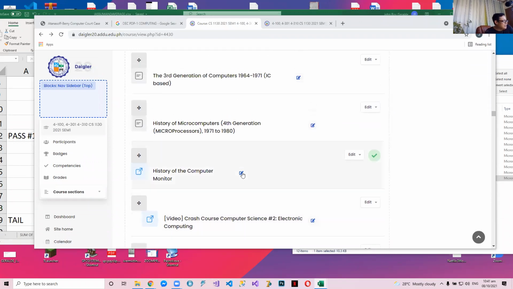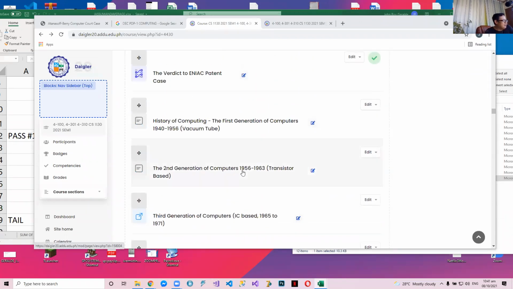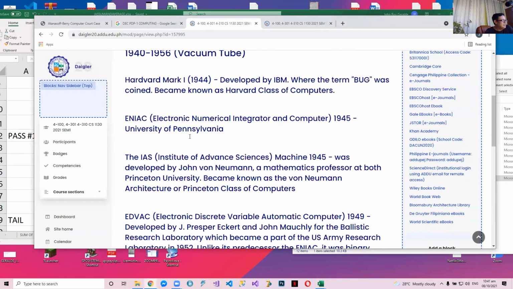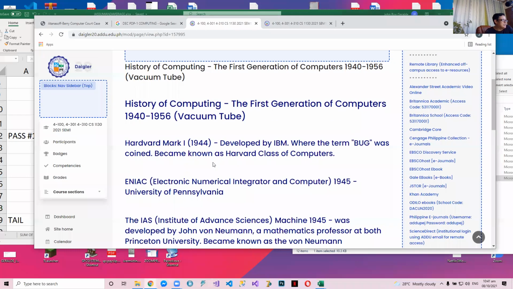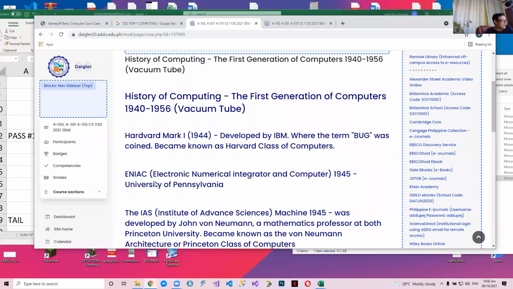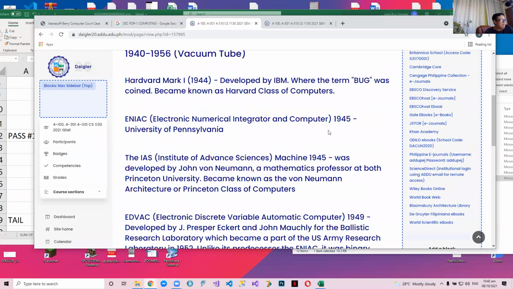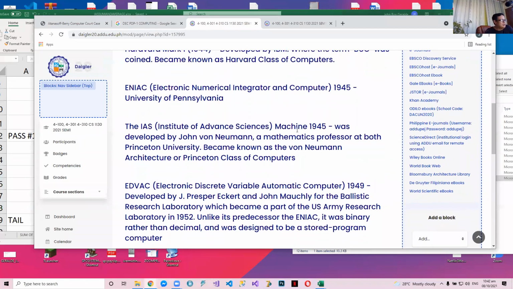So we will continue with the history of computing. The main difference of the first generation computers is the vacuum tube. Look at this: these are the first generation computers from 1940 to 1956. Harvard Mark I, which is not a stored program concept. This is where the term bug was coined. ENIAC in 1945, the controversial computer. IAS, which was conceived in 1945 but was released in 1952.